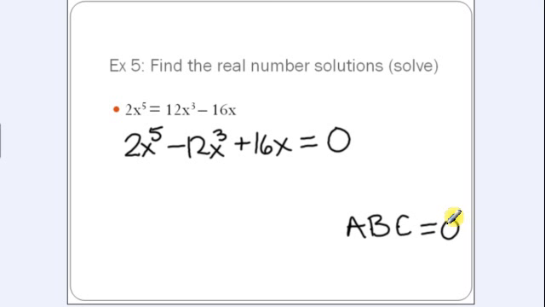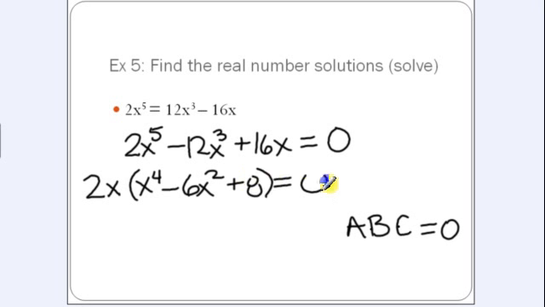So factoring, I'll first look at all my terms. I see they're all even, so I can factor out a 2. I see they all have an x in them, so I can factor out an x. When I factor out 2x, I would have then x to the 4th minus 6x squared plus 8. And as I factor, I always like to do a mental check and distribute, make sure it does equal what I started out with. Now I want to keep factoring until I can't factor any further.